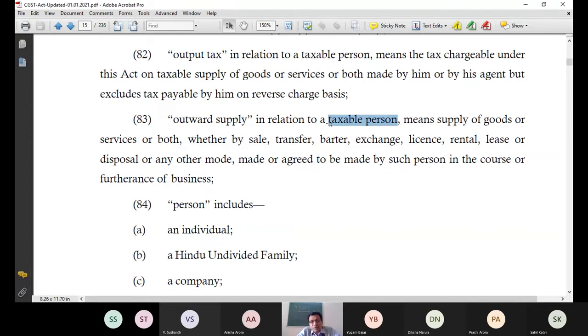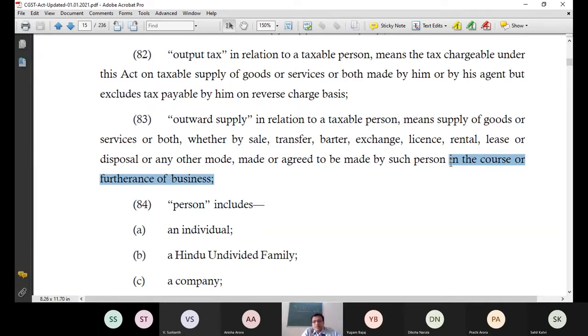So even though I am selling this laptop, it's not an outward supply for me. Outward supply can only happen when you are a taxable person. Supplying any goods or services, consideration is not necessary. What is necessary is it is a part of your business, or what you must be supplying is you must not be supplying in the personal capacity, but you must be supplying in the course or furtherance of business. That's it. This is outward supply.